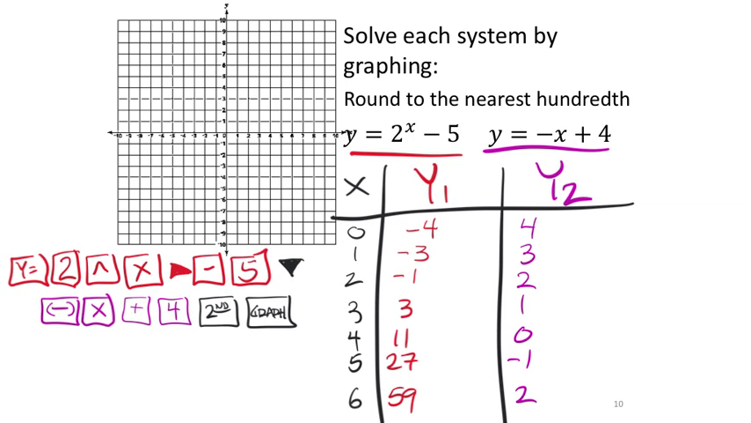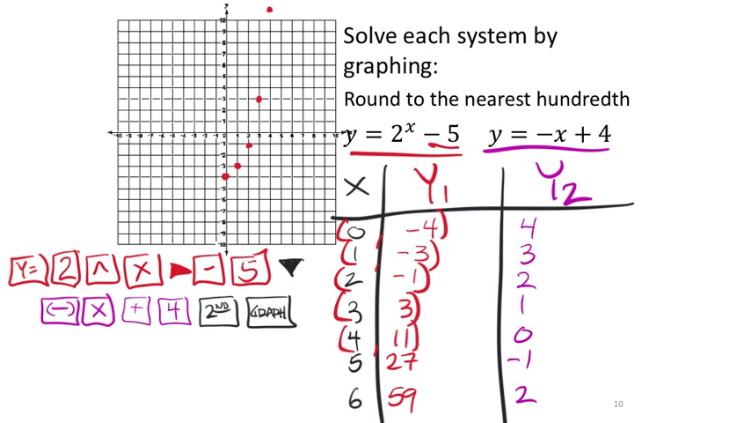So I'll start with the red equation. That's 2 to the power of x minus 5. There's 0, negative 4 right here. We got 1, negative 3 here. 2, negative 1, there. 3, 3 is good. And in fact, 4, 11, while I can't actually fit it on the graph, I can still fit it on my screen, about right here. That just gives me a nice indicator of where this is.